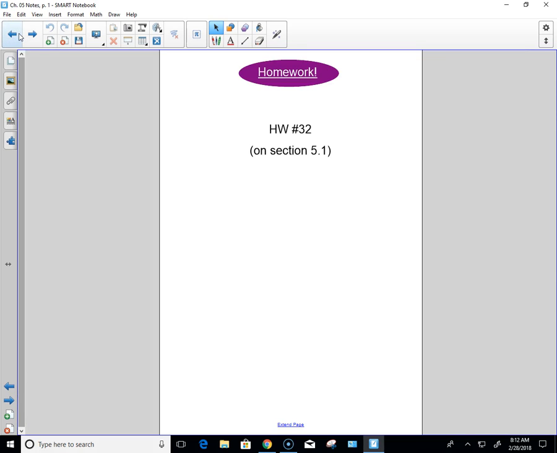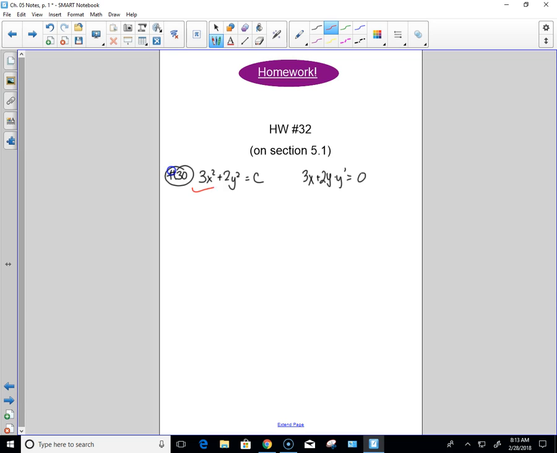Number 30 gives you the function 3x squared plus 2y squared equals c. And you're supposed to be testing it in the equation. I don't even remember this one. It's like y prime, but what else is there? Equals 0? Okay, it wasn't meant to be tricky, but why was it? Why would it be tricky for some? Yeah. Don't we have to somehow find the y prime to plug in? Right?